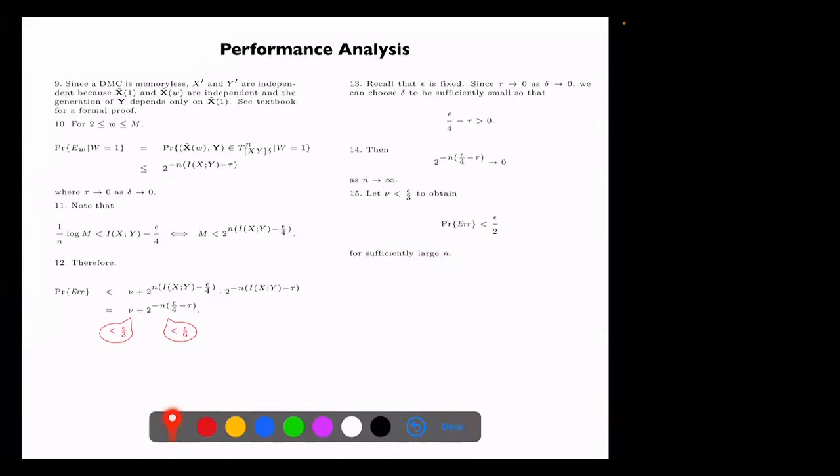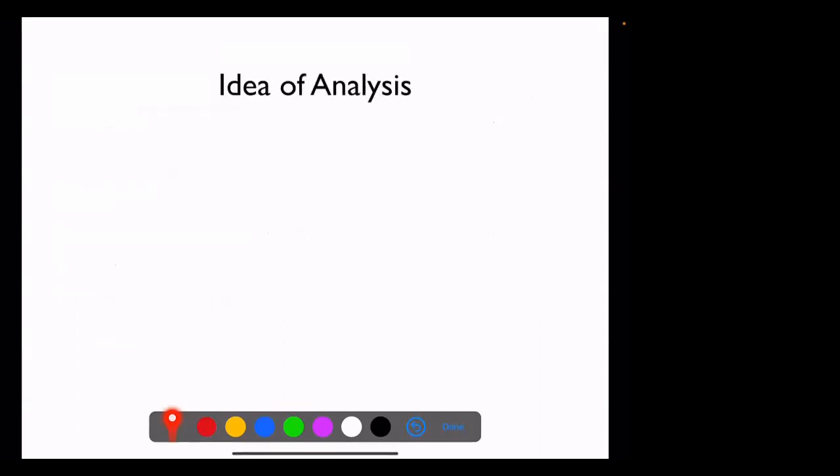Okay, so this is the performance of the random code, which means that if you construct a code randomly and you use the code as I have described to you, then the average probability of error, averaging over all the code books, would be less than or equal to epsilon over 2. Then you would ask, hey, Professor Yeung, but this does not really show the existence of a good code, but actually it does. The idea of the analysis is the following.